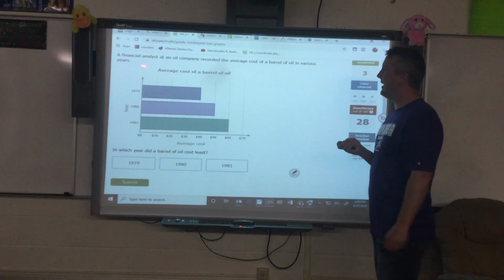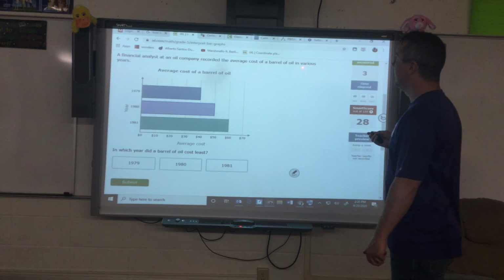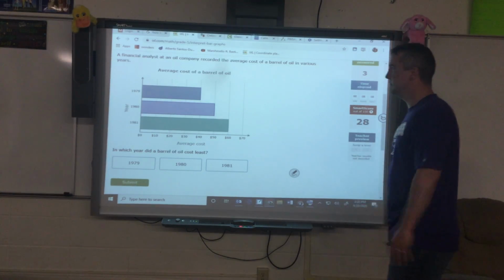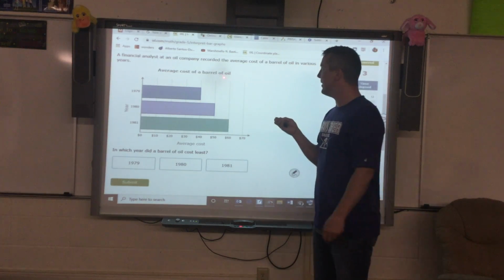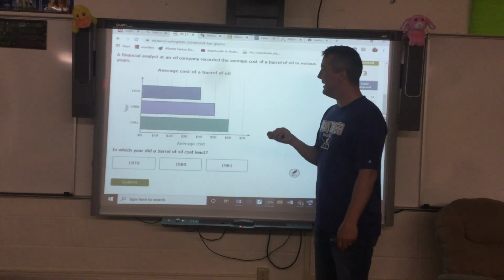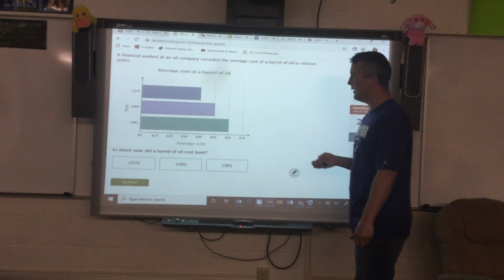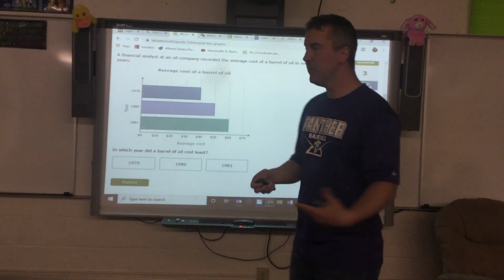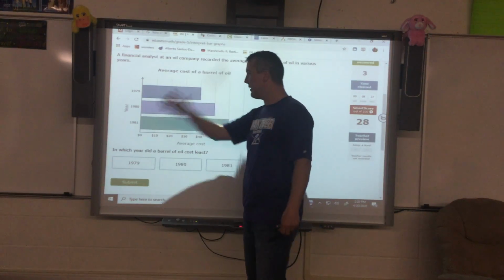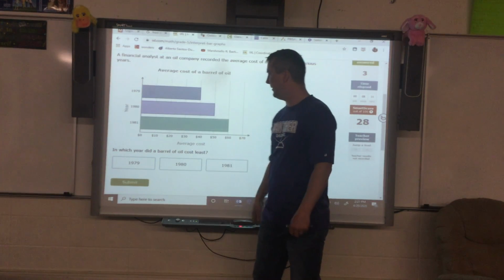Okay. The financial analytics of an oil company recorded the average cost of a barrel of oil in various years. Probably not going to read the top, but if I look at this bottom here, the average cost of a barrel of oil, 1979, 1980, 1981, and then it shows you the pricing over here. So when you're breaking down these bar graphs, look at the sides, think about what they're asking me. I got the years, got it. How much money, got it.